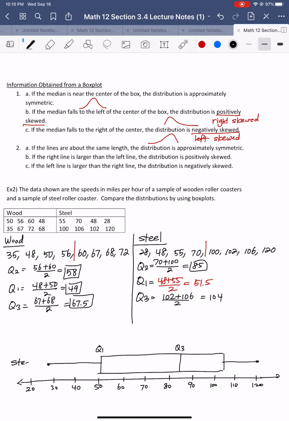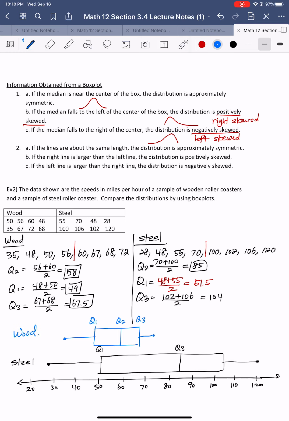And then for the wood roller coaster, 49 is going to be Q1, and then 58 is Q2, and 67.5 is Q3. The smallest value, the minimum, is 35, and the largest value is 72. So this is the wood.